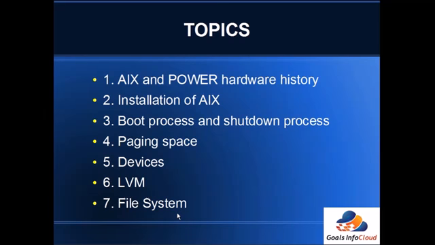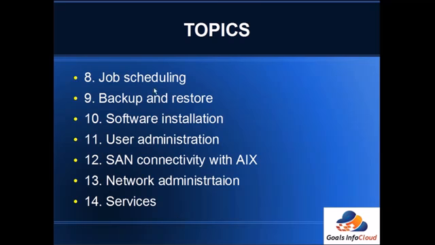Seventh topic is file system. We'll be seeing how to create a file system on AIX, focusing mainly on the JFS and JFS2 file systems. JFS2 is the enhanced journaled file system, and JFS is the journaled file system. We'll be seeing the difference between them. Eighth topic is job scheduling. We'll see how to schedule a job in AIX.